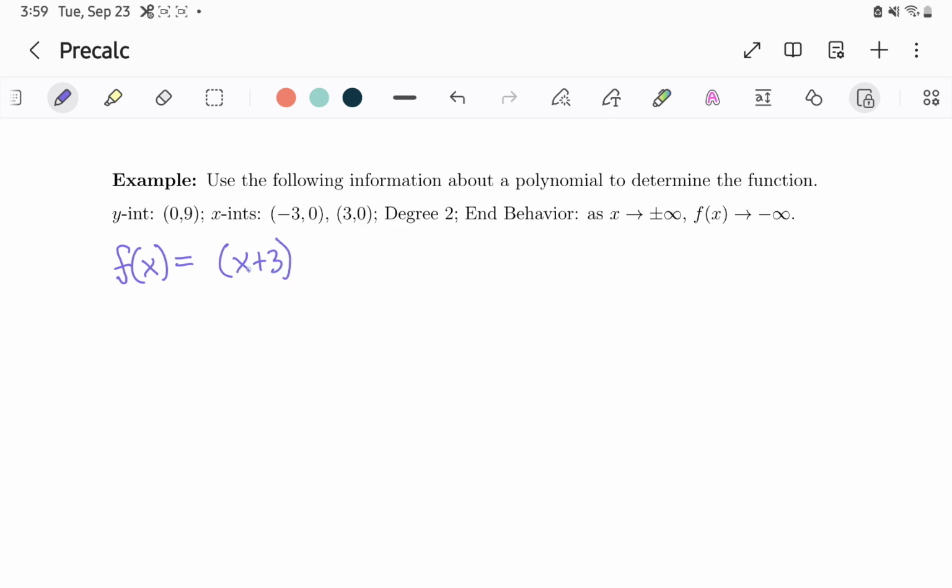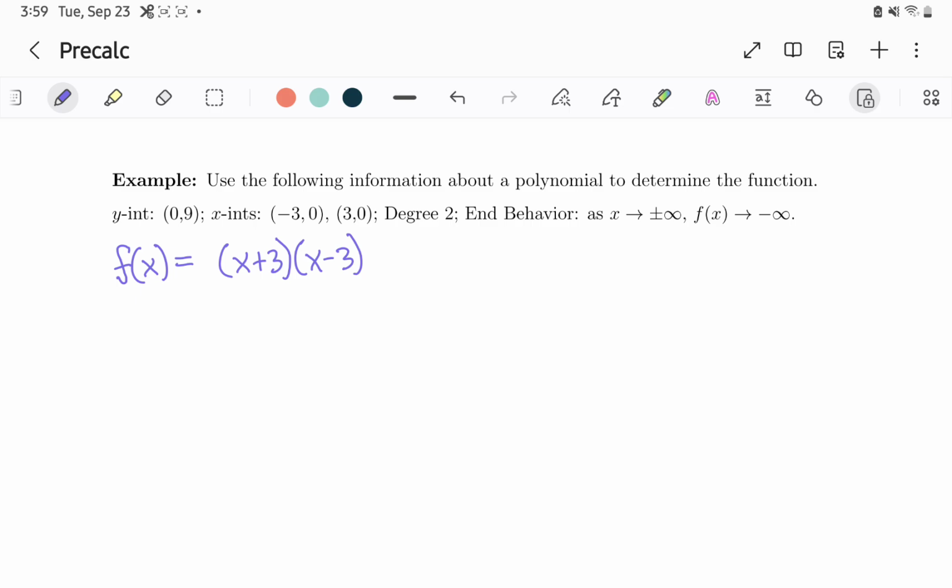That way, when x is -3, we're going to have 0 for this binomial factor, which is going to multiply the other binomial factor and give us 0 for the product, which is why we have that x-intercept there. And similarly, for the other binomial factor, it's going to be x minus 3. That way, when x is 3, this binomial factor is going to be 0, and so we're going to have 0 for the product, and so that's going to correspond to our other x-intercept.